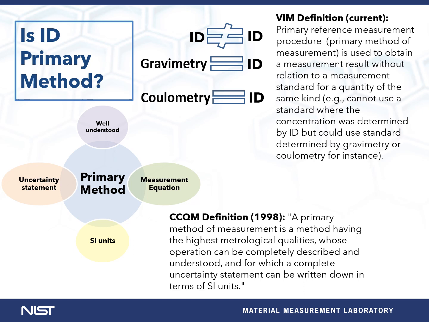However, the current VIM definition states that a primary method of measurement, which is now referred to as a primary reference measurement procedure, is used to obtain a measurement result without relation to a measurement standard for a quantity of the same kind. For isotope dilution, the spike requires calibration to determine the concentration of the element of interest. If you were to use a standard where the concentration was determined by isotope dilution, this is not acceptable, as there is no independent method being used to make this determination. But a standard determined by an independent technique, such as gravimetry or coulometry, can be used for calibration of the spikes, and this would meet the requirements laid out in the current definition.